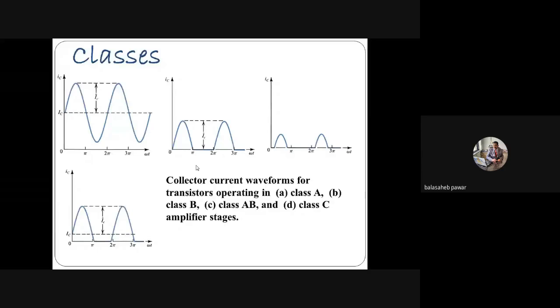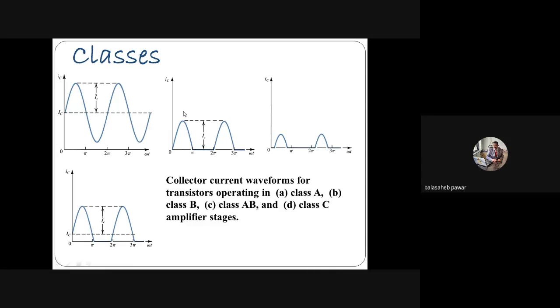So during the positive half of input, the transistor remains in conduction. But when the input signal starts to increase negatively, that means pi to 2 pi, during that period the transistor remains in the cutoff region and hence it remains off, as open we can say, and that's why the current flowing, that is the collector current, through that transistor remains 0. Right? And such type of amplifier, we classified it as class B.